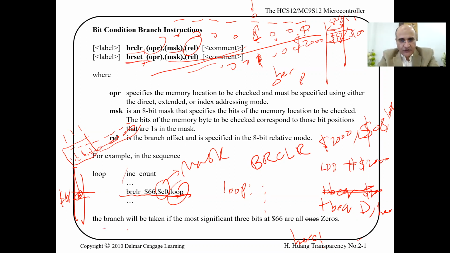So the branch here will be taken if the most significant 3 bits in this memory location are all zeros, because I used branch if clear. If I want to branch if they are all ones, what do I use? The branch if set.